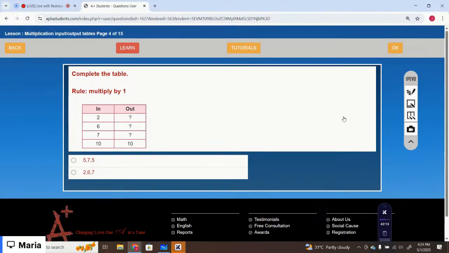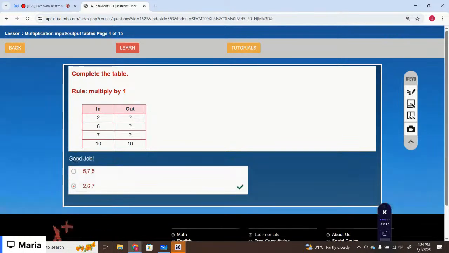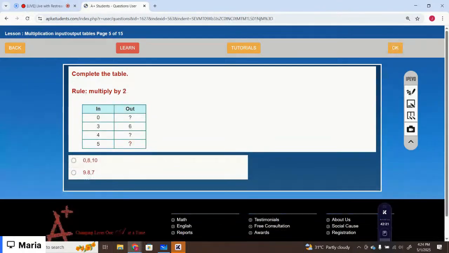The correct option is option number 2. Very good. That is 2, 6, and 7. Complete the table. So which is the correct option?